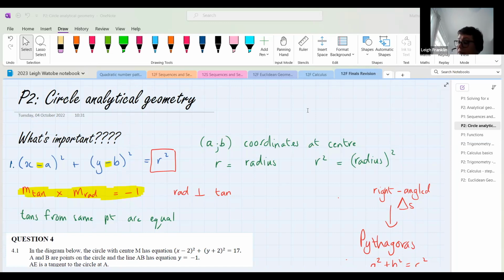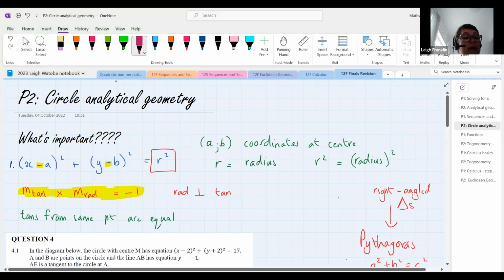Okay, so another thing that is important for us when we are doing analytical geometry is this concept that I'm numbering number 2 over here. And this is the concept that the gradient of the tangent multiplied by the gradient of the radius is always equal to -1, because the radius is perpendicular to the tangent. So you will definitely be using that in your exam as well.